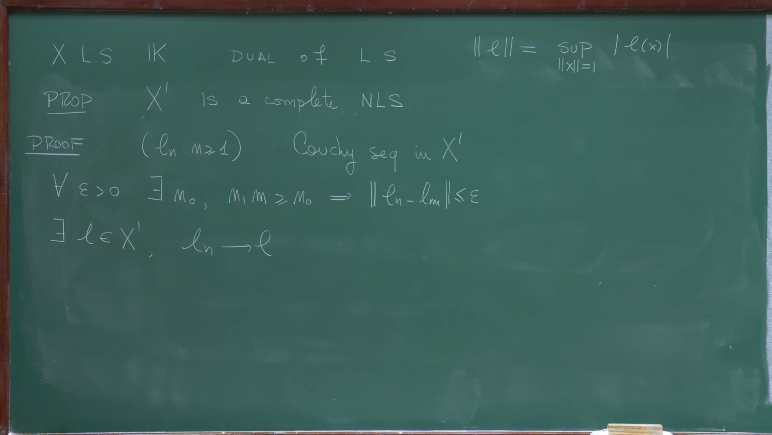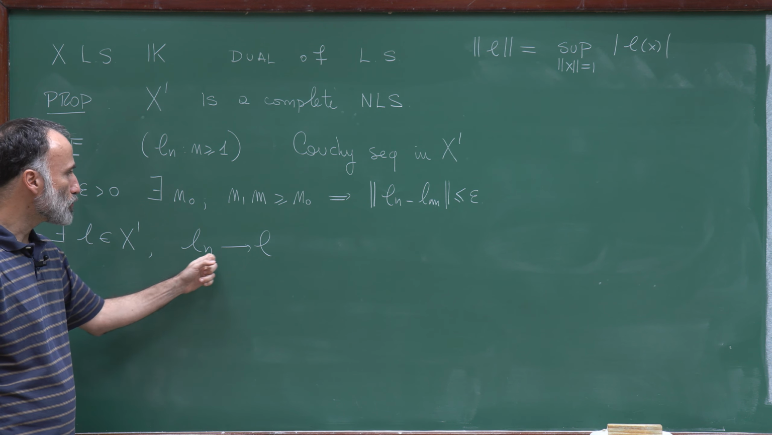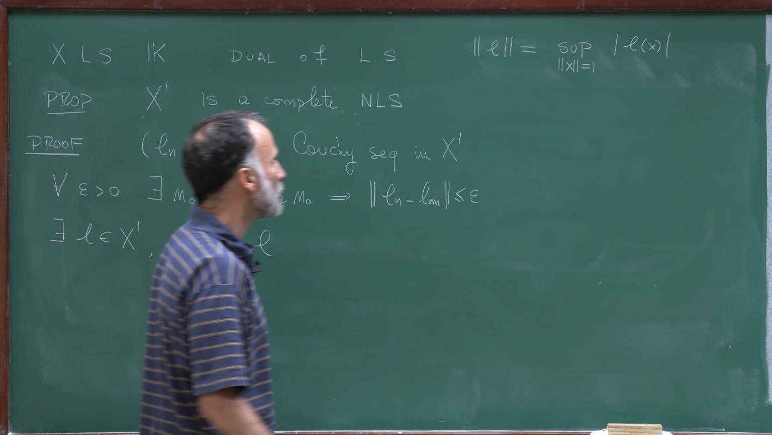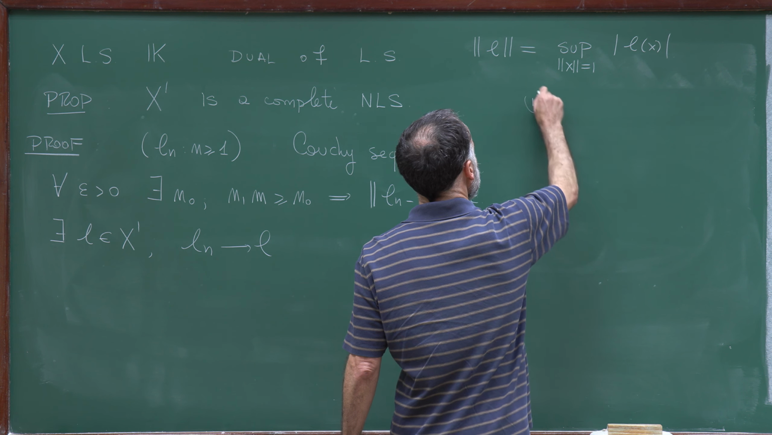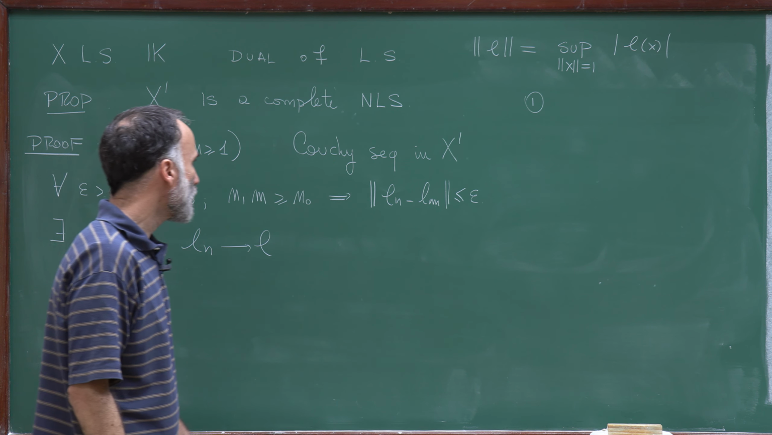So the proof is again in two steps. We first have to construct this linear functional L and show that it belongs to x prime. That means that it's bounded. And then the second step consists in proving that Ln converges to our candidate L. So let's start with the first part of the proof, constructing this linear functional.